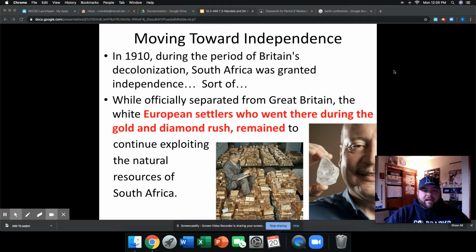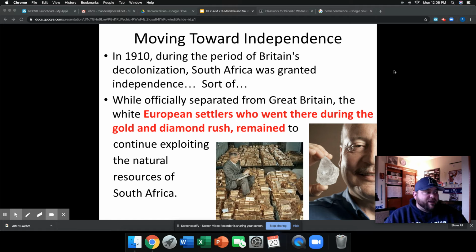In 1910, Britain is continuing to decolonize, and they won't ultimately finish decolonizing all of their empire until after World War II. But in 1910, South Africa is granted independence, kind of, sort of, where Great Britain says, okay, South Africa, you decide things for yourself, and we are not going to govern you anymore. You're no longer a British colony. But they just packed up their stuff and left.